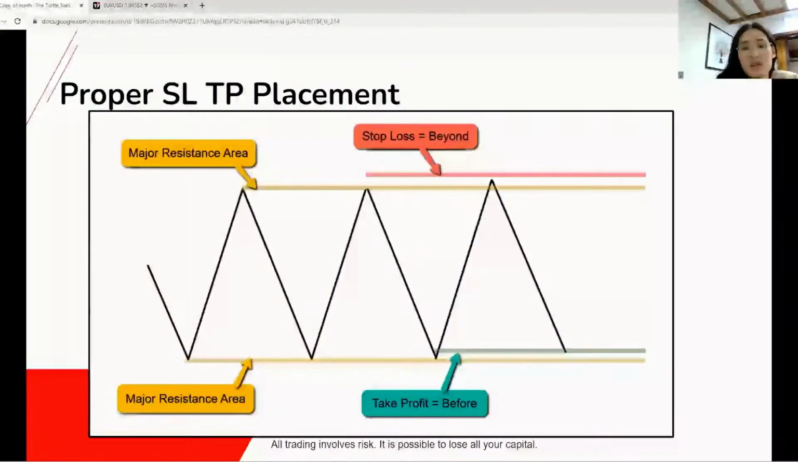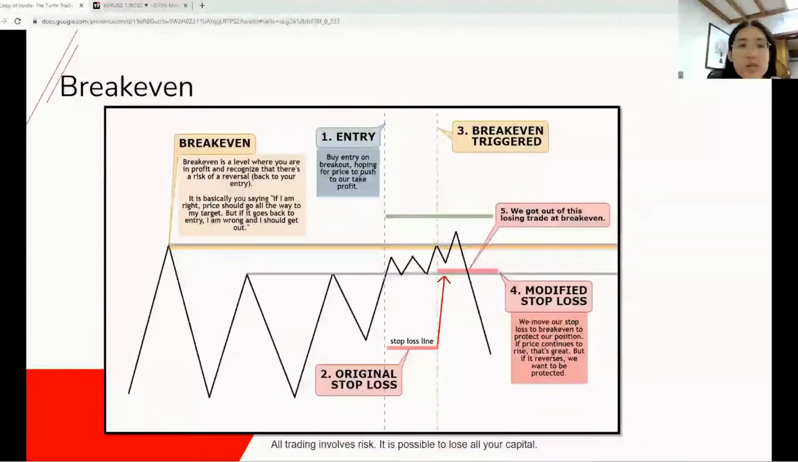Okay, let me know if you have any questions, but we're just going to go through some risk management techniques. Okay, so here we have break even. I'm just going to briefly go through these trade management techniques, but we go through them in depth in our upcoming trade management series, so keep an eye out for that. But here's just a brief run through that you can use in combination with the turtle trading strategy.